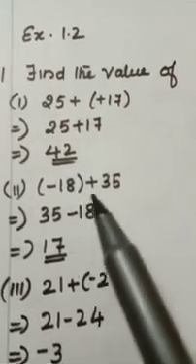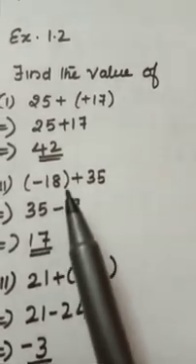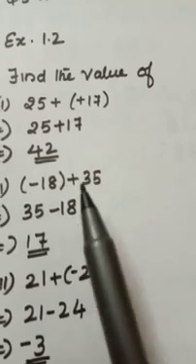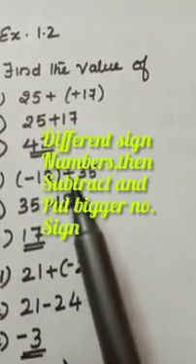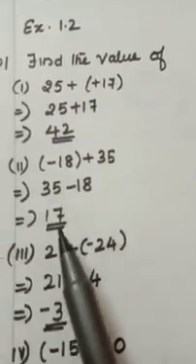Next, minus 18 plus 35. Here any signs coming together? No. Different sign numbers, you have to subtract and put the bigger number's sign. Plus 35 minus 18, 17.